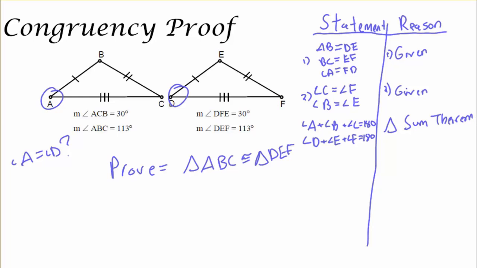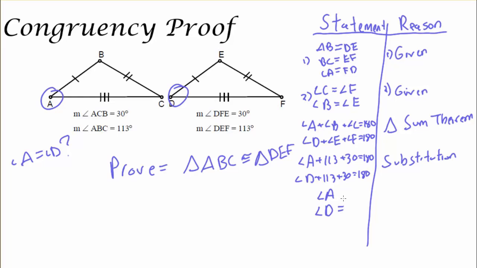I can then replace B and C with their numerical values. So angle A plus 113 plus 30 equals 180. Angle D plus 113 plus 30 equals 180. And because I did replacing, I've used the substitution property of equality. Well, then I can solve both these equations for A. And when I subtract 30 and 113, I get that angle A is equal to 37, and that angle D is also equal to 37. And since I've subtracted, I call this the subtraction property of equality.